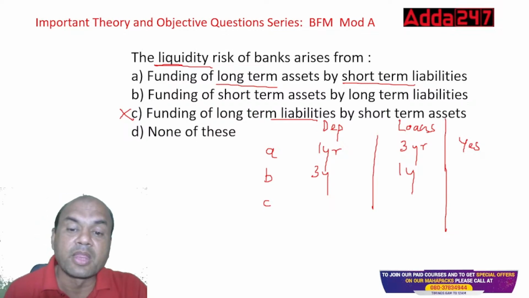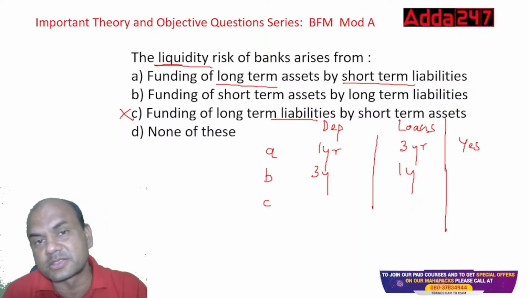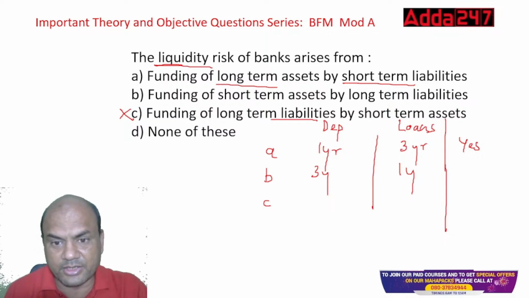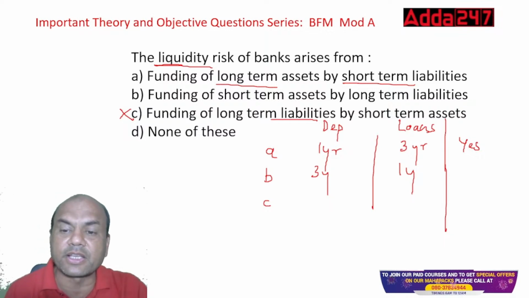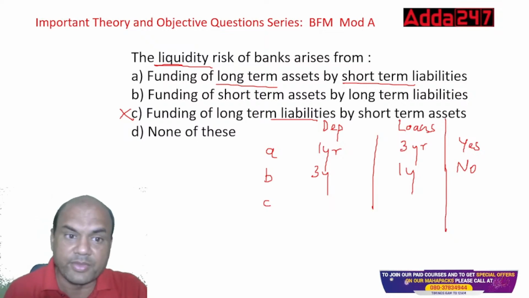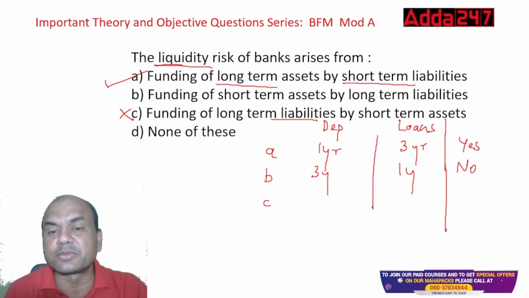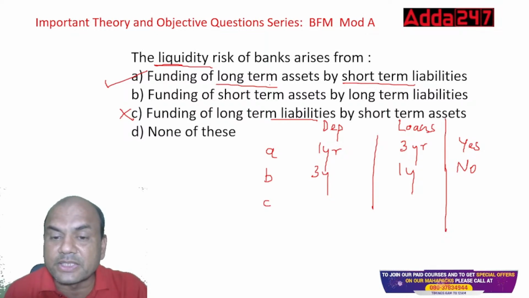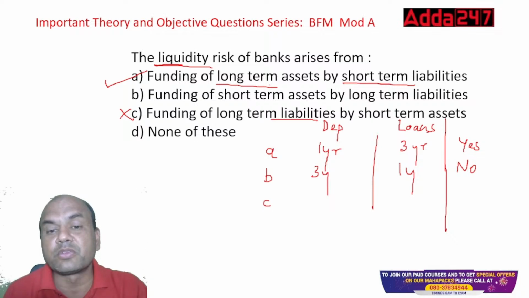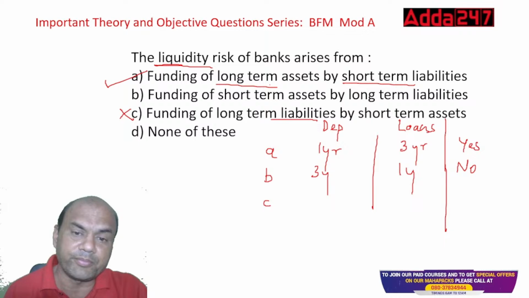What about B? If this person has given me a deposit of 3 years, this person will come after 3 years, but this borrower will pay me immediately after 1 year. So I won't have any liquidity problem over here because whenever this person comes, I can repay him or her. Okay. So the answer is A. Funding of long-term assets by short-term liabilities. This is a basic logic on which this question depends. And such questions are asked in the exam. Remember. Okay. Move on.